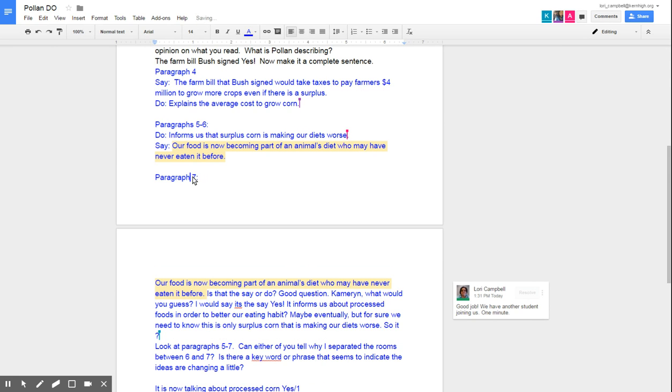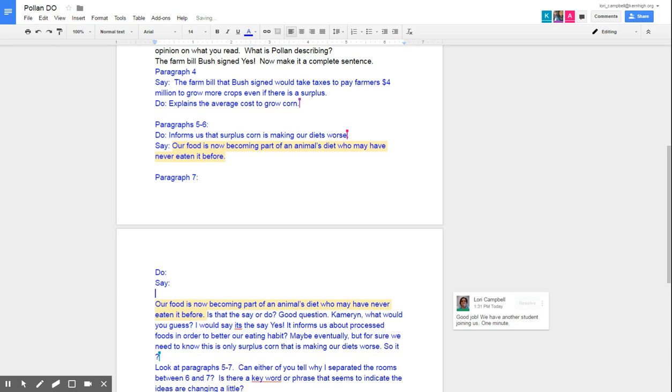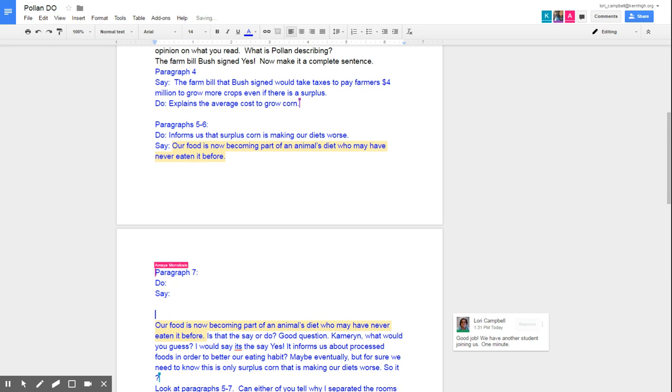All right. So the next part, the do and the say, I usually recommend that people do the say part first. So go ahead and read paragraph 7 in the article. And then I'm also going to ask this question. Why do you think I stopped at paragraph 8? Why is this not part of the same room?